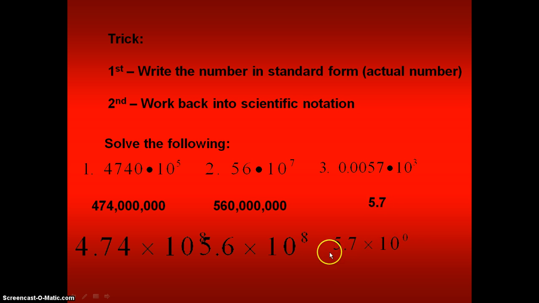5.7 is already in between 1 and 10, so that's going to be a part of my answer. And I'm doing times 10 to the 0 power. And remember what we said, anything to the 0 power is really equal to 1. So what is 5.7 times 1? 5.7 times 1 is 5.7. Okay, so you can see how that works. All right, so let's take a look at what we have next.